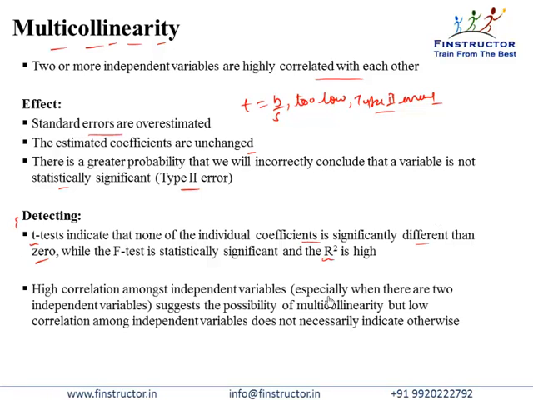If there are only two independent variables, then you will also see that the correlation amongst the two independent variables will be quite high. So just remember, if the correlation amongst independent variables is high, then there is a possibility of multicollinearity. But low correlation amongst independent variables does not necessarily mean multicollinearity is not present. So you will have to do the t-tests and compare them with the F-test.